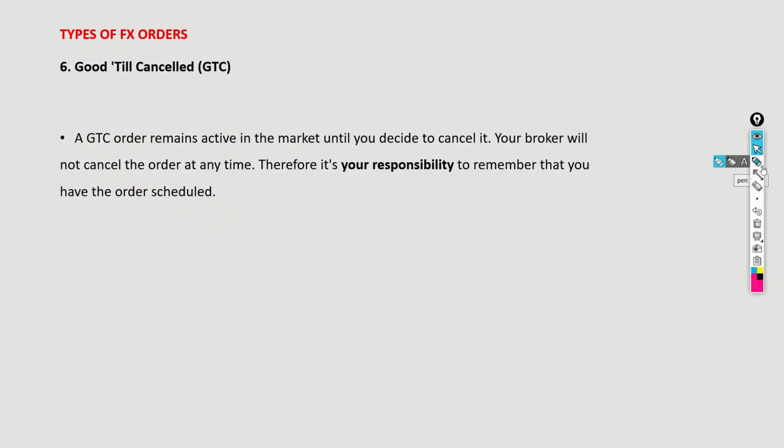So we have an order called good till cancelled. A good till cancelled, that's a GTC order, remains active in the market until you decide to cancel it. The broker will not cancel the order at any time. Therefore, it is your responsibility to remember that you have the order scheduled. Right.